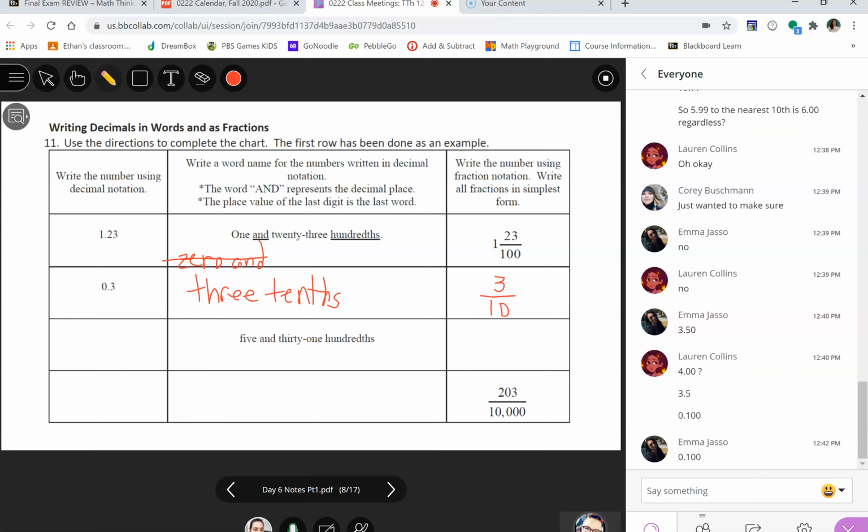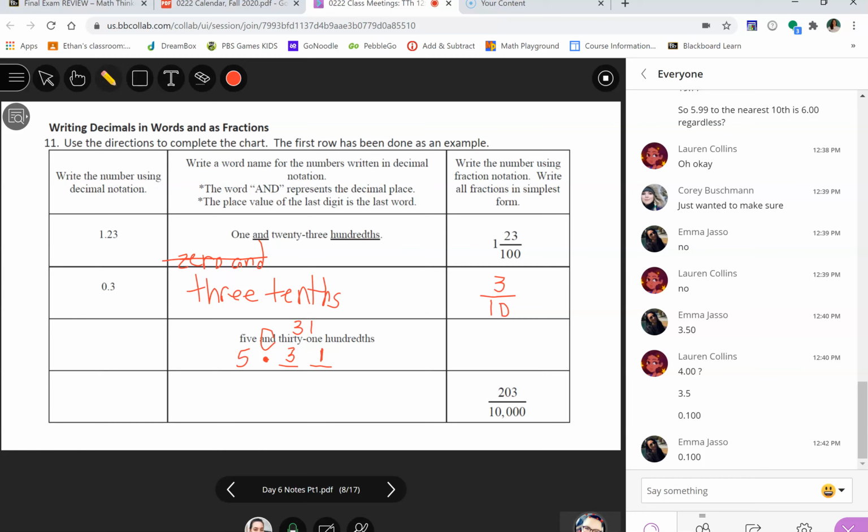And the next one says 5 and, that's your decimal, 5 and 31 hundredths. So you'd write your place values out, tenths, hundredths, and the 31 is going to go in the hundredths place. 31, the 1 goes in the hundredths place. 5 and 31 hundredths.